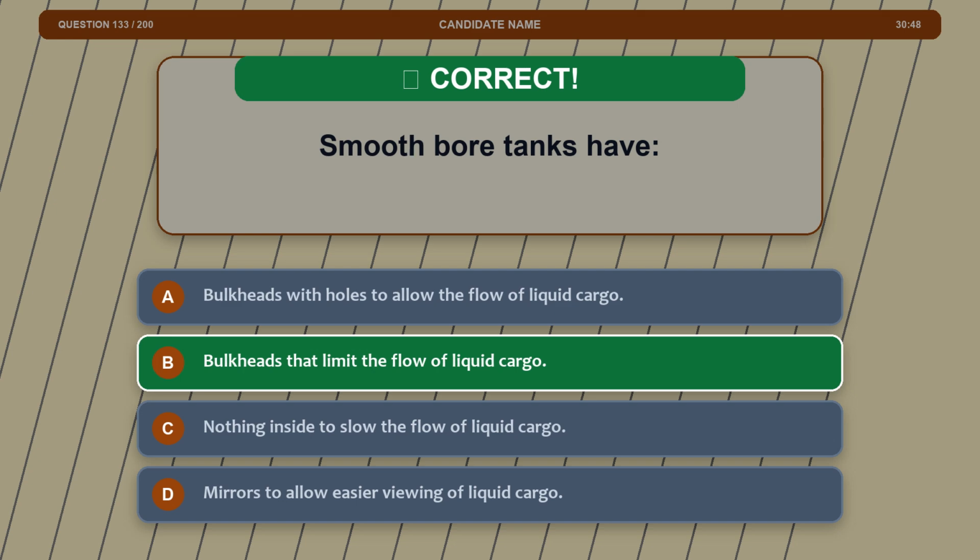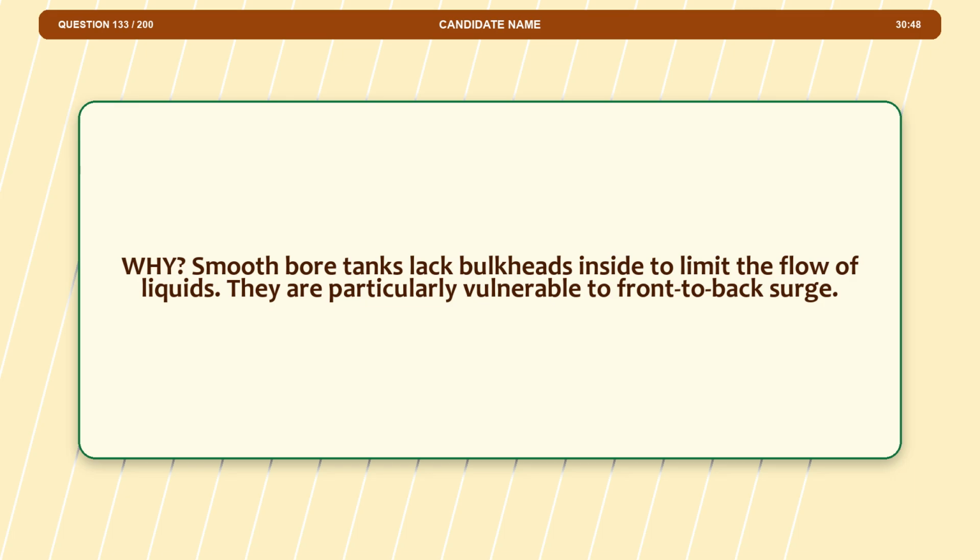The correct answer is option B. Bulkheads that limit the flow of liquid cargo. Explanation. Smoothbore tanks lack bulkheads inside to limit the flow of liquids. They are particularly vulnerable to front-to-back surge.